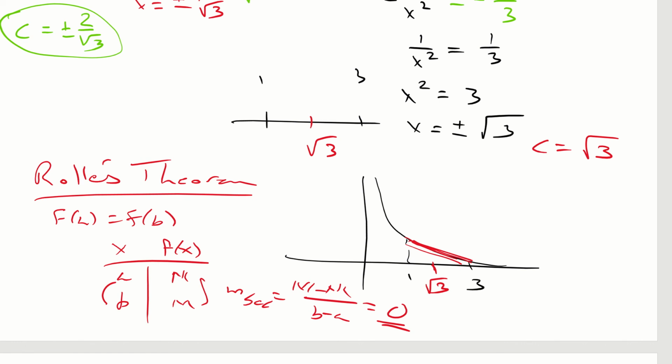It connects two points that have the same f value. That means it's a horizontal secant. So therefore, we're looking for a horizontal tangent. So Rolle's theorem is just a special case of this guy.